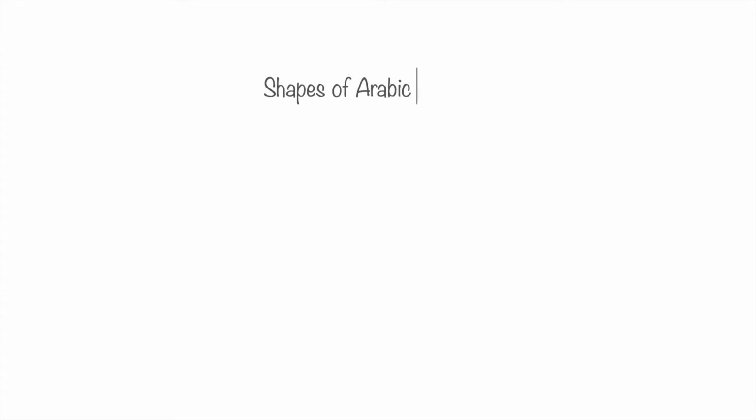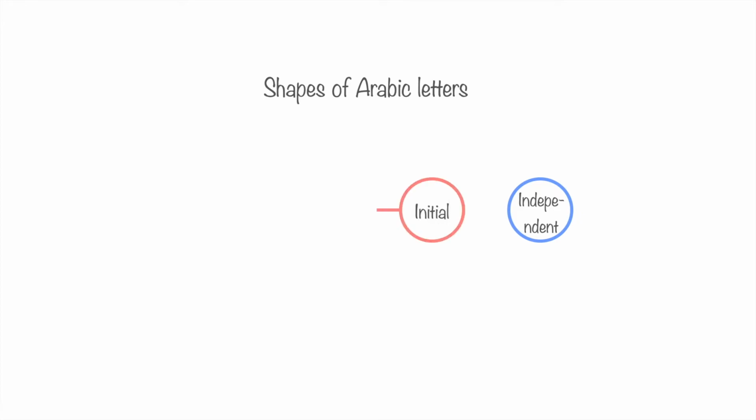So, in Arabic we have 4 shapes for each letter due to its connections with letters. At first we have the independent shape when it has no connection at all with any letter. Then the initial shape when it has a connection with its next letter. Then the medial shape when it has connections with both the previous and the next letter. The last one is the final shape when it has a connection with its previous letter.